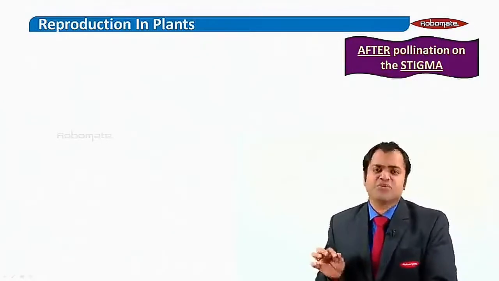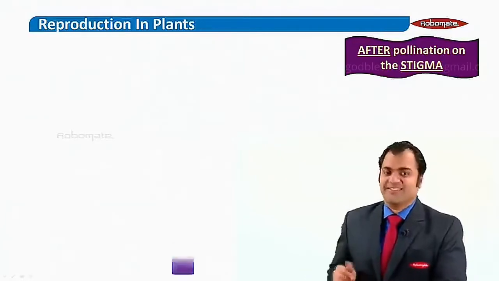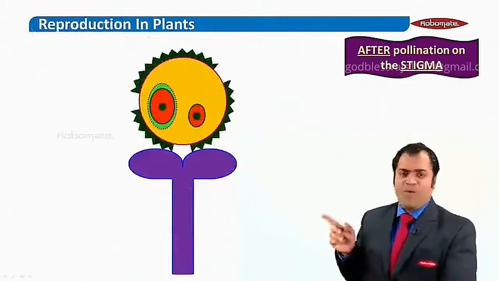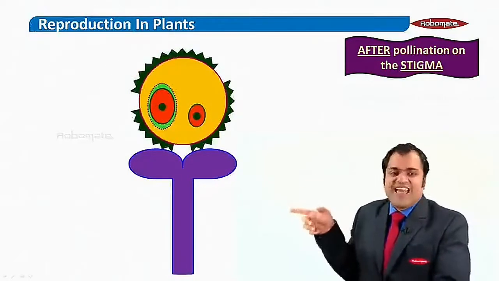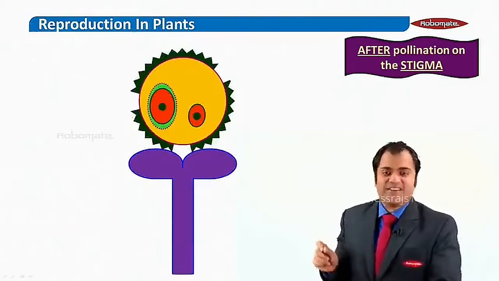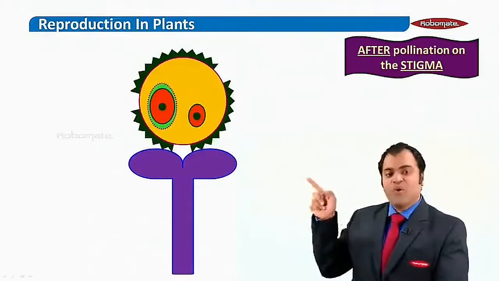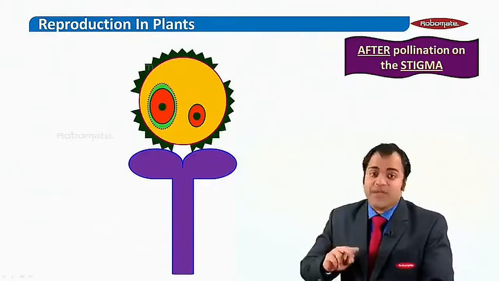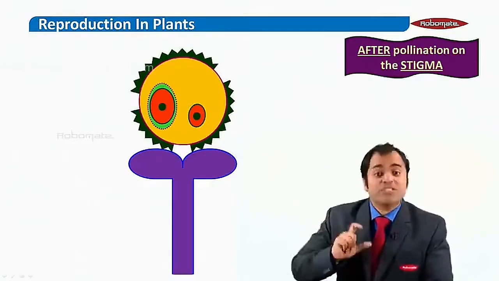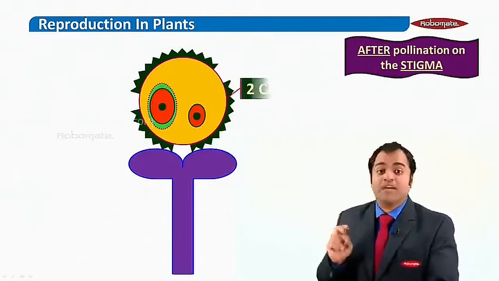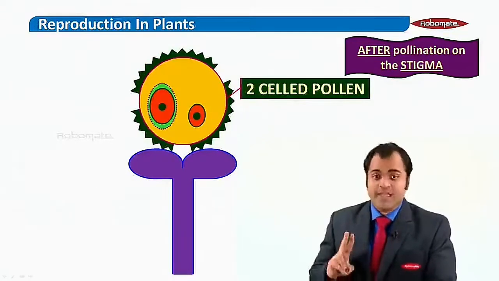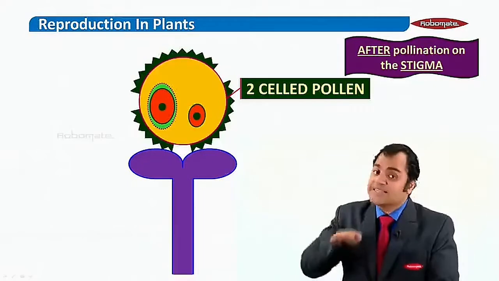So let us do a little bit of pollination here. So you see here, a pollen just landed on the stigma, right? And this is called pollination. Now, what kind of pollen was this? I told you in the previous module that most probably this pollen will be a two-celled pollen, which is now going to land on the stigma.